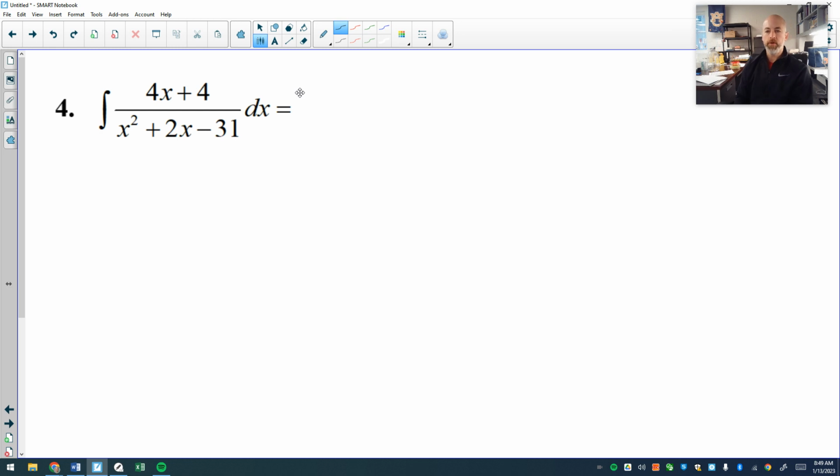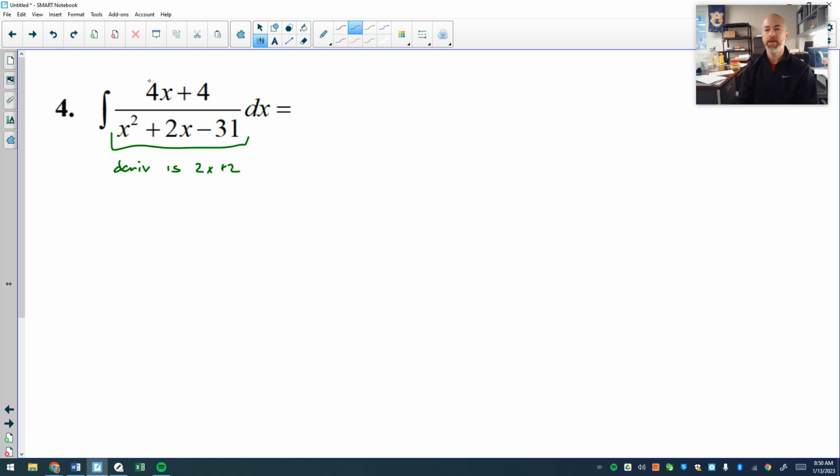See, number 4, check this guy out. Numerator is 4x plus 4, denominator is this. I'm looking quickly at my denominator, and I notice that the derivative of that denominator is 2x plus 2. And if I can make my numerator that, then I don't have to do anything tricky.